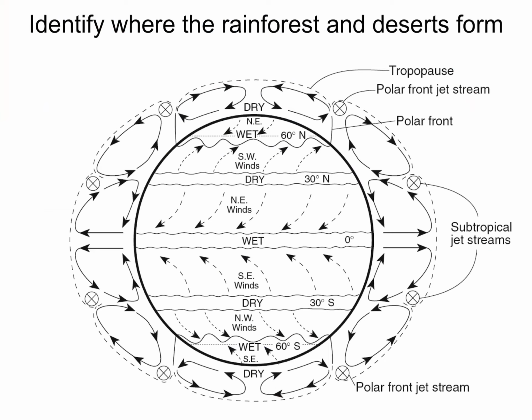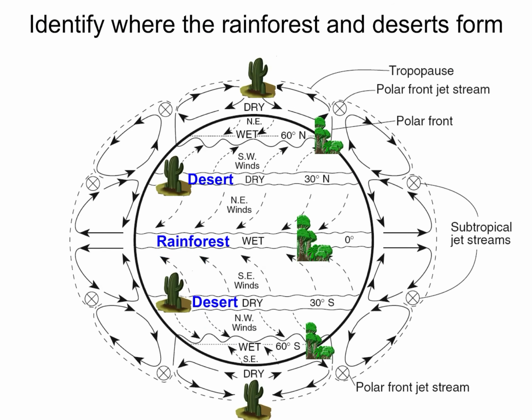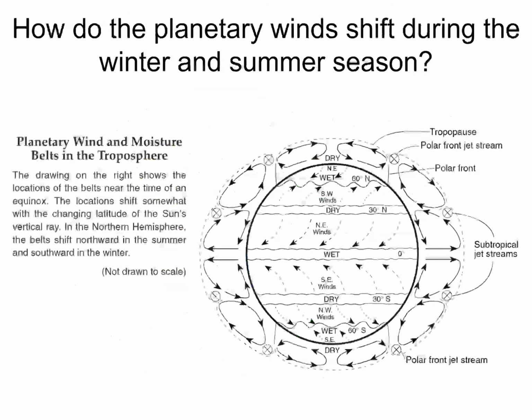Identify where the rainforests and deserts form. So we just talked about this. Those wet places are going to be where your rainforests are located, warm and wet areas close to the equator. And then those deserts are going to be your dry places. Now listen, a lot of people think hot sand cactus for deserts. Technically, a desert is just a place that doesn't get a lot of rain. Temperature doesn't matter, okay?